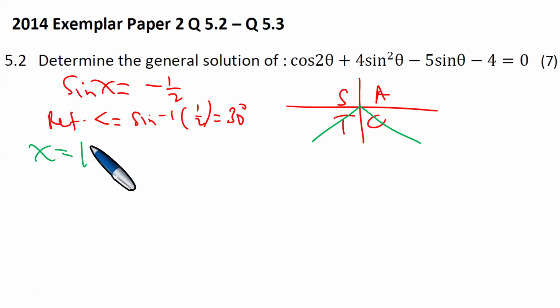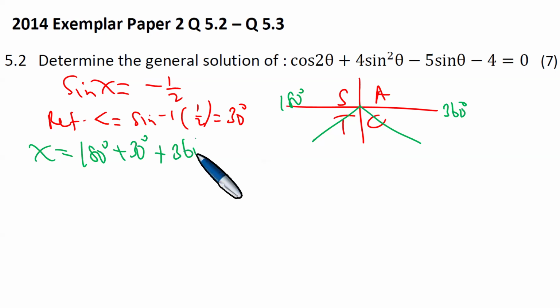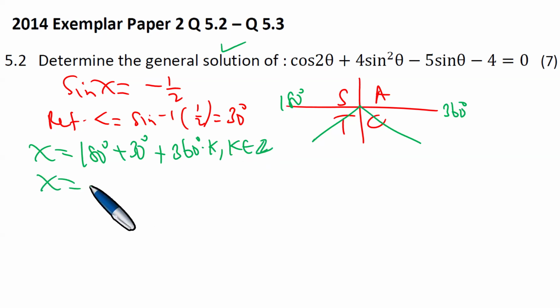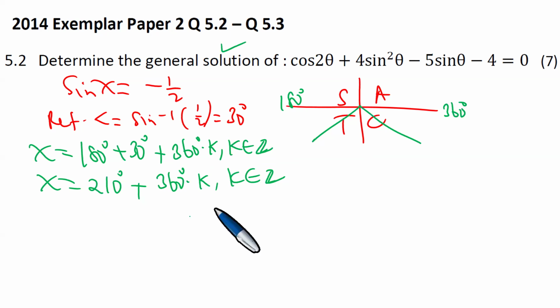So x becomes 180 degrees, because that's 180 degrees here, and this 360 degrees, those are the ones we use. So we use 180 degrees and then we add 30 degrees, our reference angle, and then we have the period of the sine function, which is 360 degrees. It is a general solution we're looking for, in which case our answer must be in the required form with k. 180 degrees plus 30 would give us exactly 210 degrees, plus 360 degrees times k, k in Z.